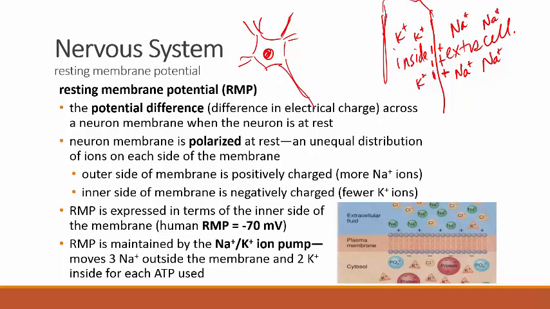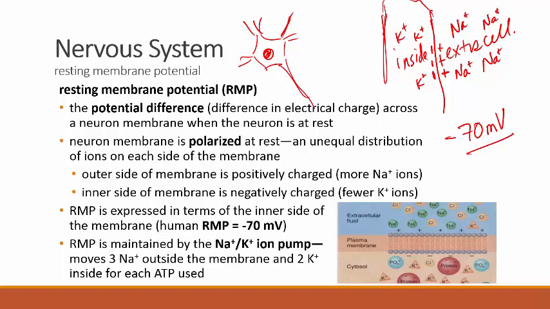Now, if they had the same electrical charge, then there'd be no potential difference. But since the inside has a slightly less positive charge, we express the resting membrane potential as negative 70 millivolts. And as I've said before, these are the same volts, the same unit of measurement that we use with electricity in our own houses.